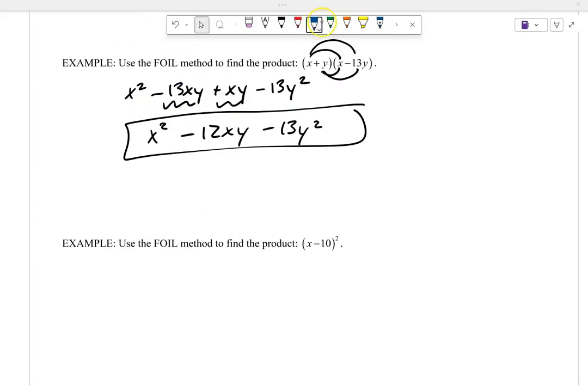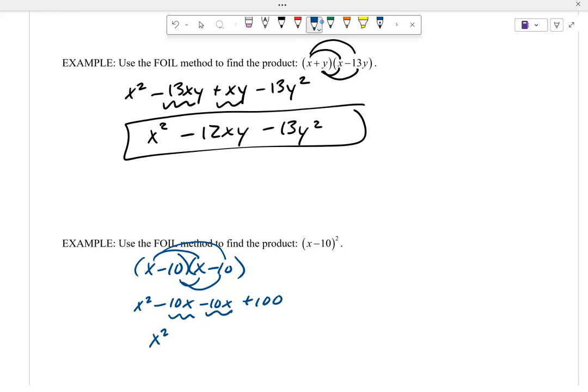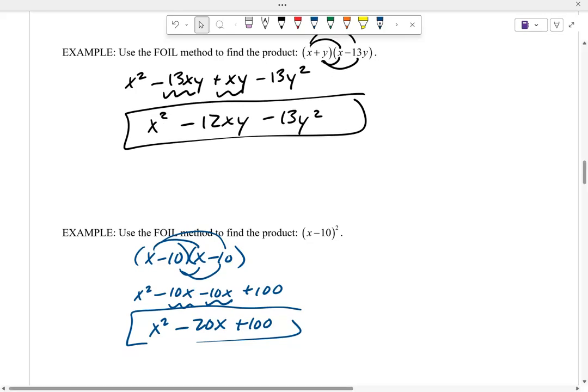Now this next one is also the FOIL method, but it's given as x minus 10 quantity squared. That means you got two of these x minus 10s, right? So again, you got to FOIL that thing. So we got x times x, x squared. We have x times negative 10, negative 10x. We got negative 10 times x, negative 10x. And we got negative 10 times negative 10 is a positive 100. Make sure you combine your like terms there. And that's what x minus 10 quantity squared ends up being.